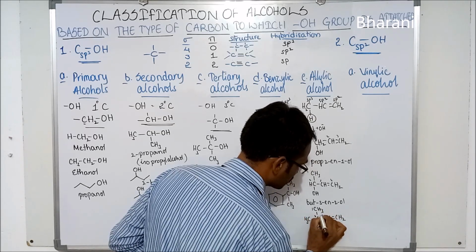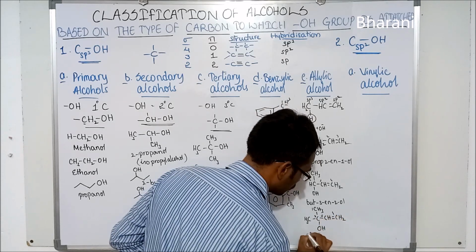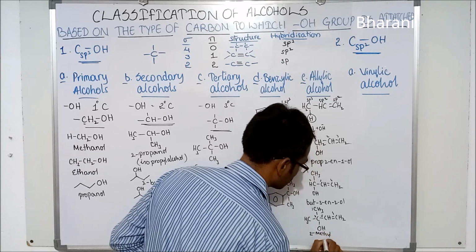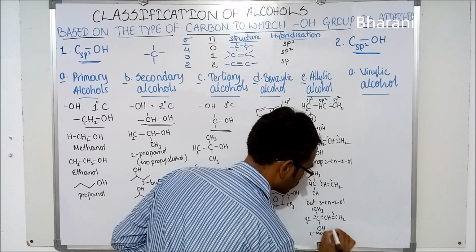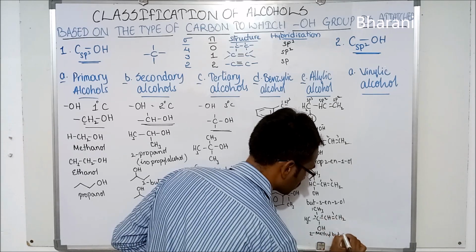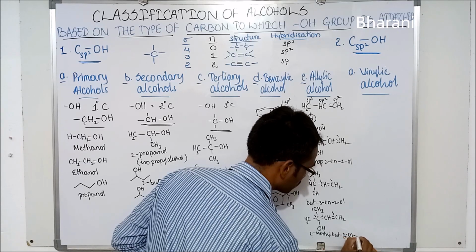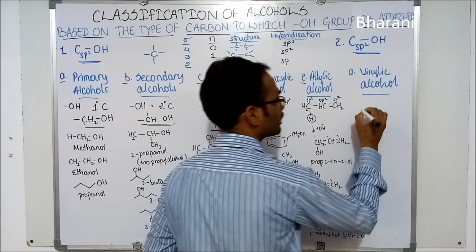Replace one more hydrogen with CH3, what you get, 1, 2, 3, 4. Okay, 2-methyl, but the 4 carbons are this, but-3-en-2-ol. Next, vinylic alcohols.